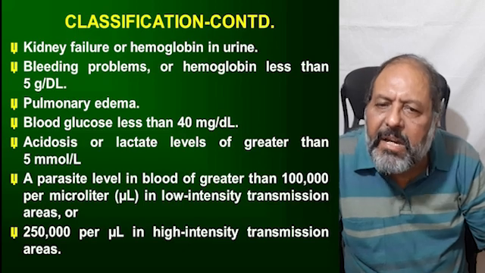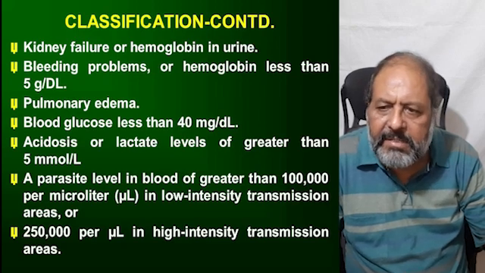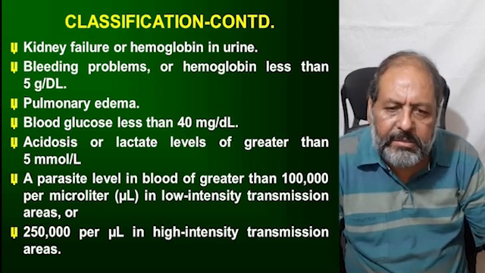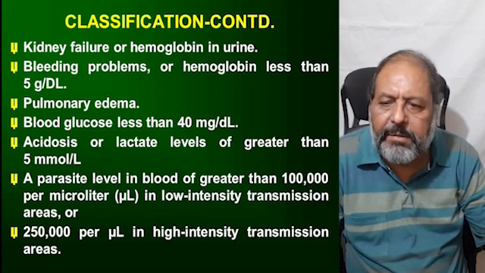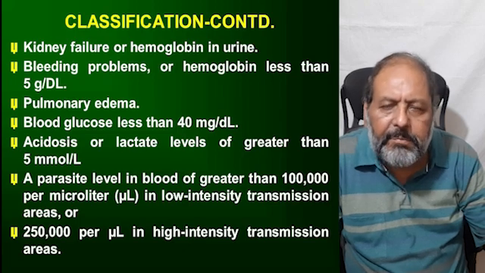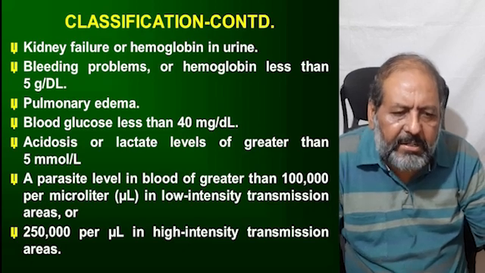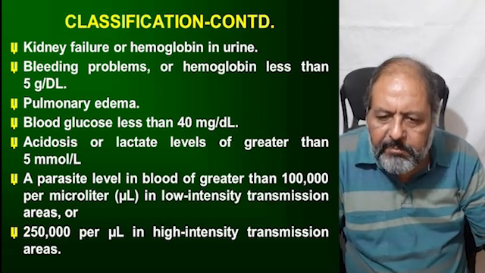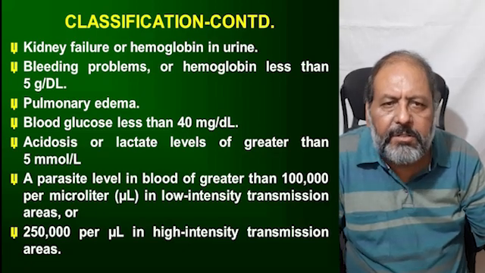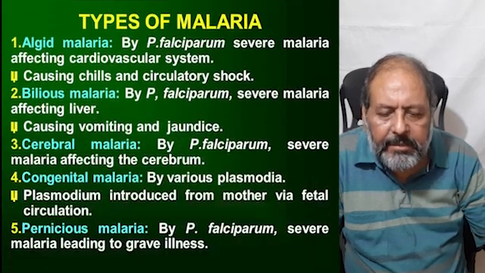Now, kidney failure or hemoglobin in urine, bleeding problem or hemoglobin less than 5 gram per deciliter, pulmonary edema, blood glucose less than 40 milligram per deciliter, and acidosis or lactate level greater than 5 millimole per liter, a parasite level in the blood of the patient greater than 100,000 per microliter in low intensity transmission areas, and 250,000 per microliter in high intensity transmission areas.